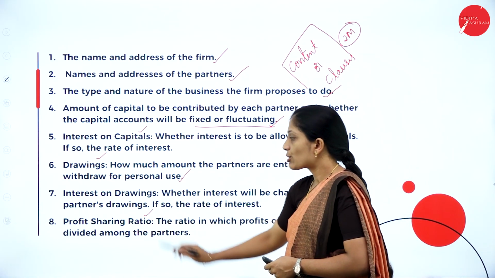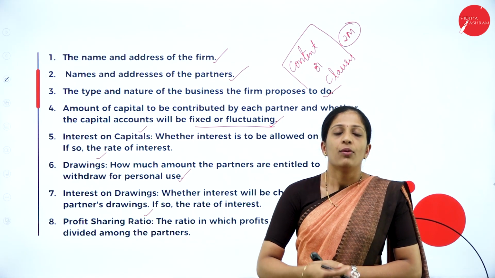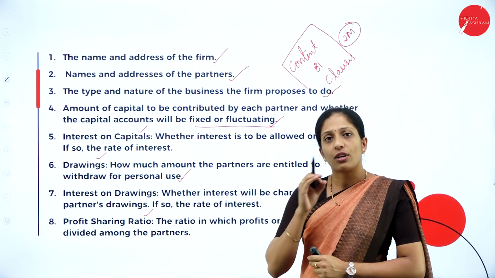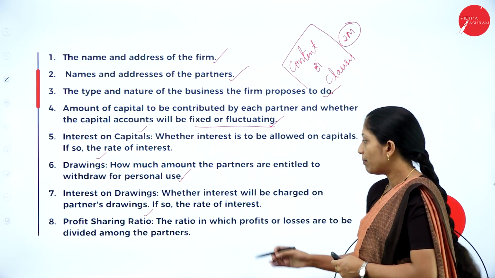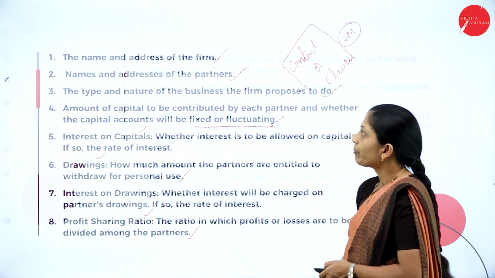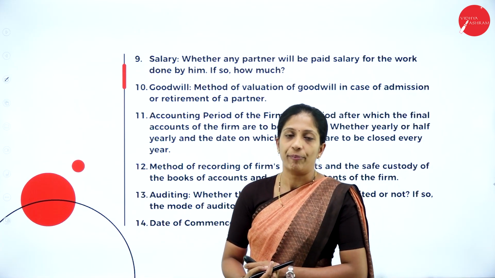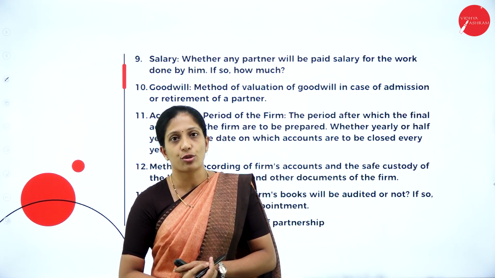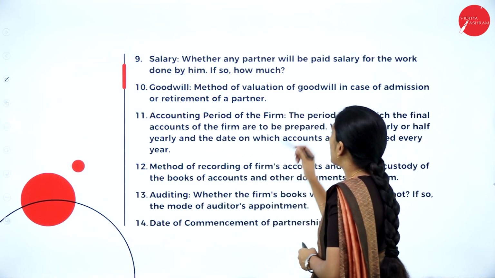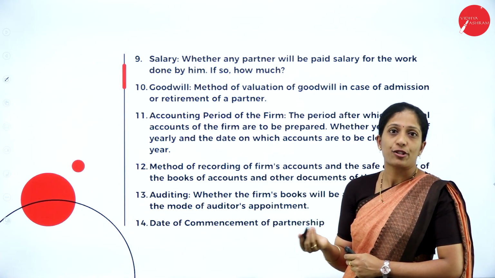Profit sharing ratio. So, what is their profit sharing ratio? Whether it is based on capital contribution, or what is their other profit sharing ratio? Whether the profit sharing ratio is equal. That profit sharing ratio has to be mentioned: the ratio in which profits and losses are to be divided among the partners. Next, salary. Suppose a partner works extra in the partnership firm, then whether extra salary or commission has to be given to that particular partner. So, whether any partner will be paid salary for the work done by him, and if so, how much it has to be given?